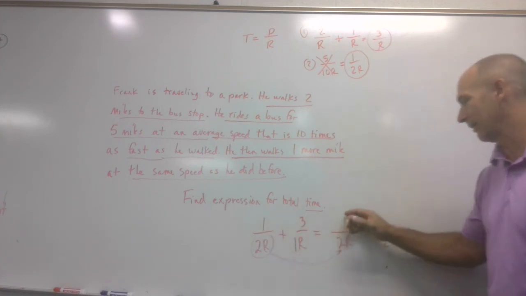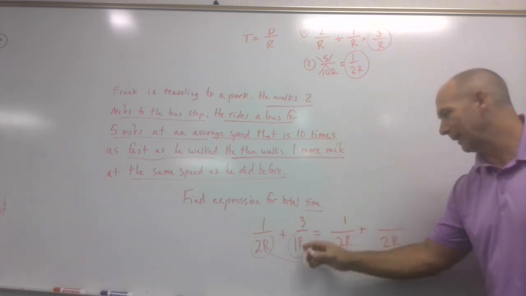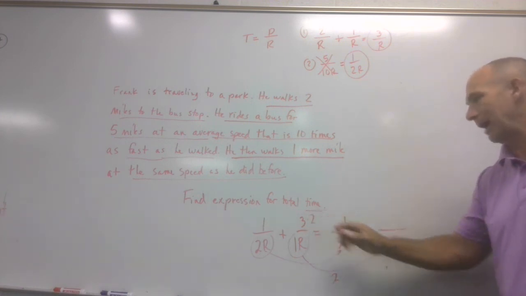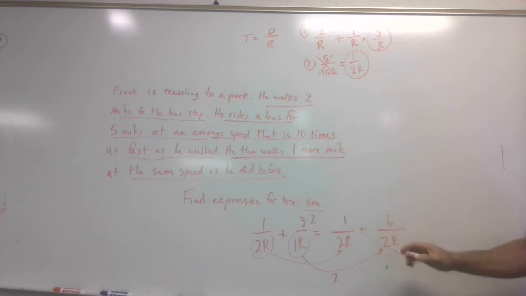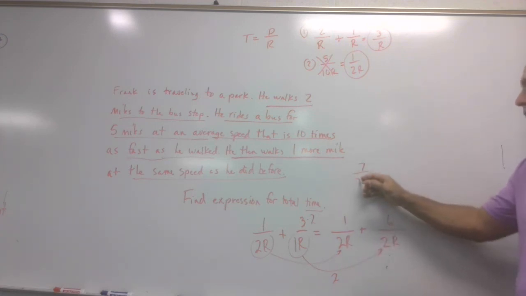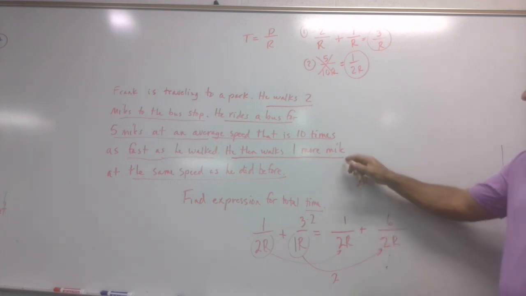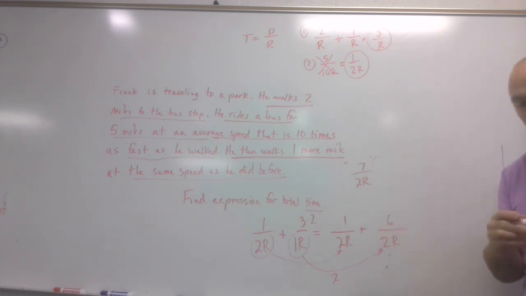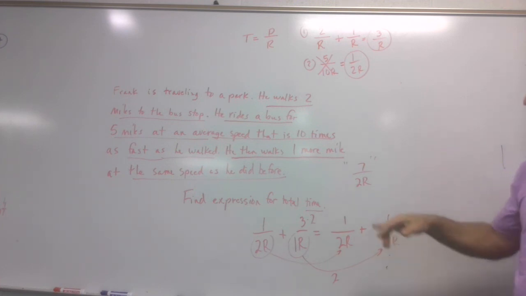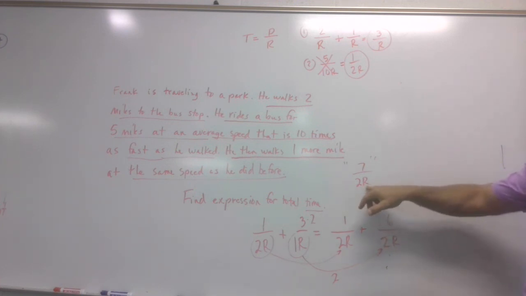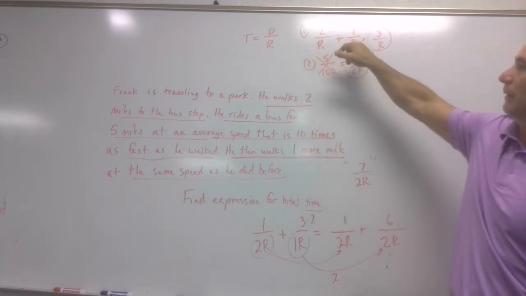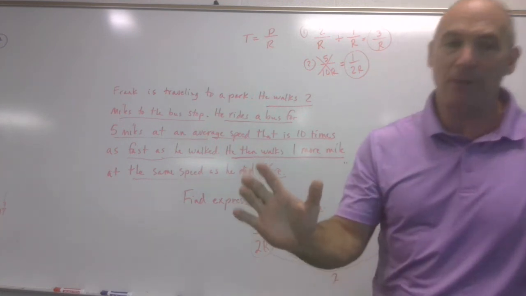So what times this gives me 2r? 1. So that means this doesn't change. What times this gives me 2r? Well, I have to multiply that by 2. That means I got to multiply the top by 2. So that'd be 6. 6 over 2r plus 1 over 2r is 7 over 2r. And that is the expression that'll represent the time a trip takes based on their walking rate, okay? Because that's what we set r equal to originally. There you go. And that's all they want for this question.